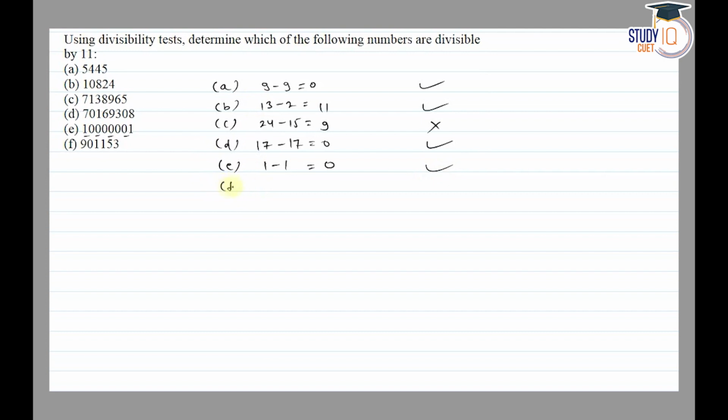Then in part F, 9 plus 1 is equal to 10, plus 5 is equal to 15. Minus 0 plus 1 plus 3 is equal to 4. So 15 minus 4 is equal to 11. 11 is divisible by 11, so the complete number is divisible by 11. Yes. Thank you.